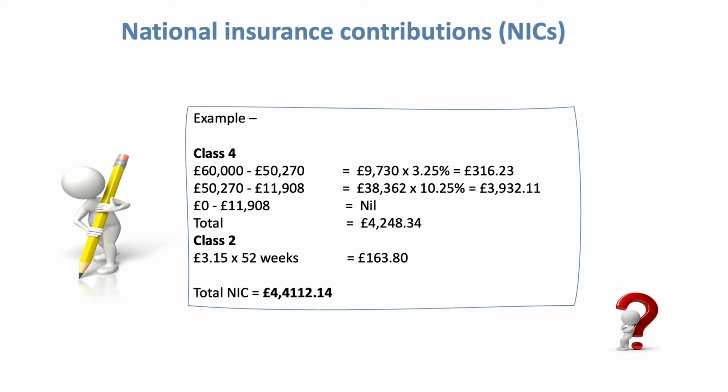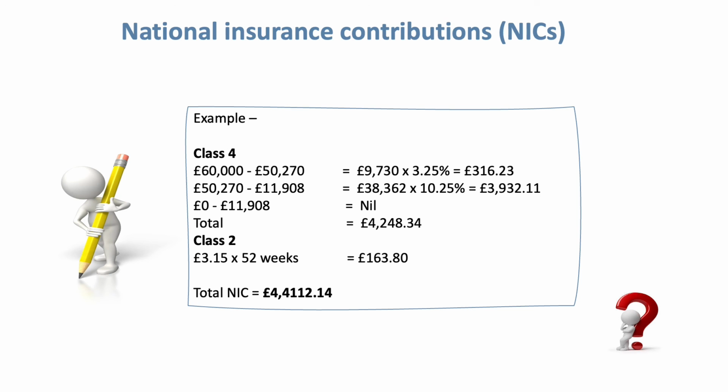So Class 4 obviously is profit driven. You pay nothing up to the primary contribution limit, and then you'll pay between the primary limit and the upper earnings limit at the main rate. Anything above the upper earnings limit will essentially attract the nominal rate, as you can see here. So we've got the 3 different bands for the income that sits across those bands, and we can work those out, add them together. We see the total amount of Class 4.